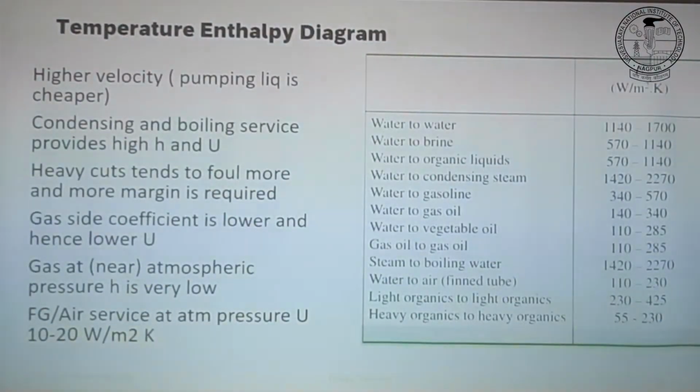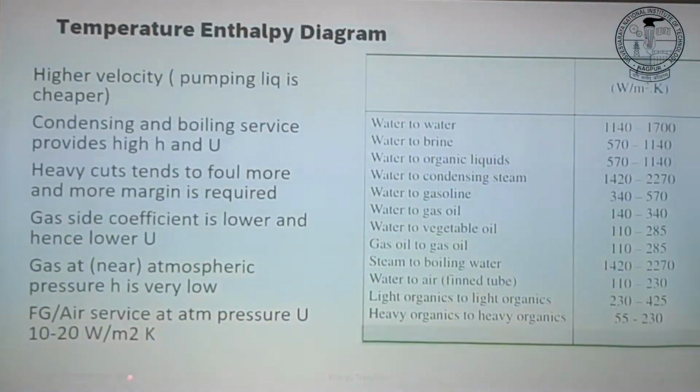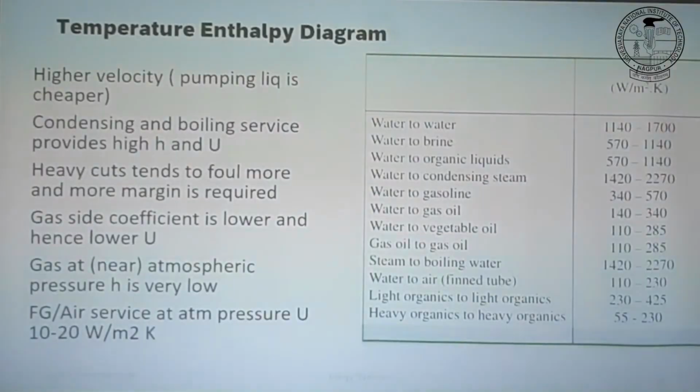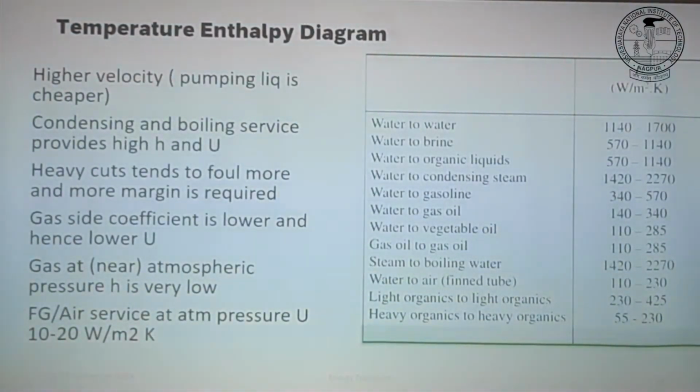Duty is the same. That's the impact of U, and that's why it's absolutely important to design it properly and calculate your H value or U value correctly.